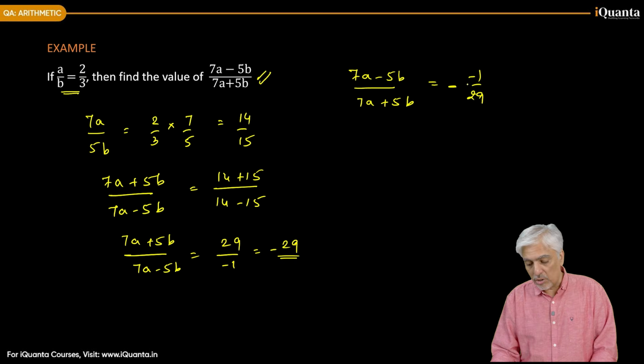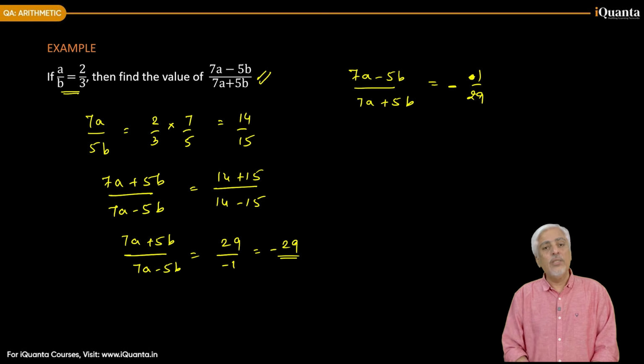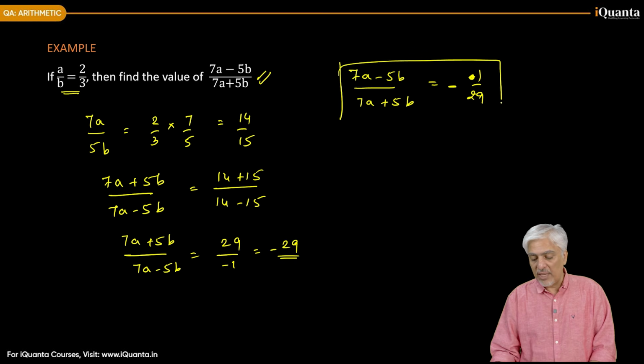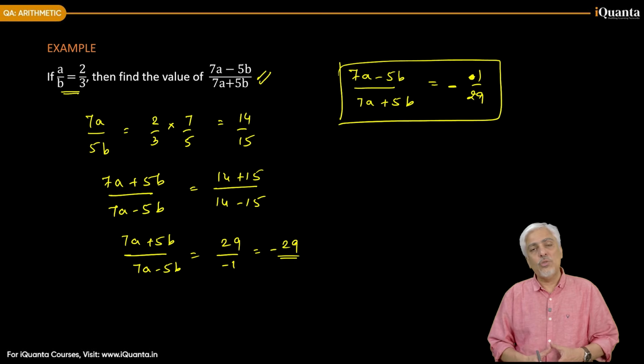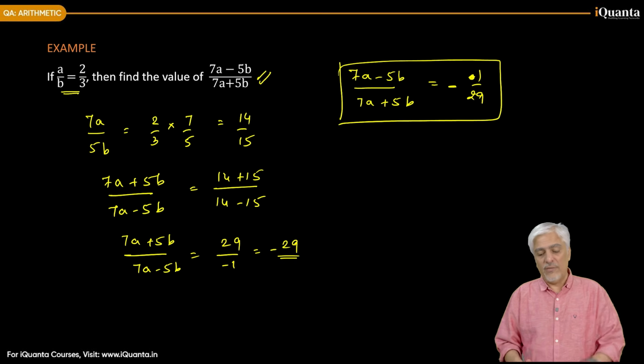You can write it here also. You don't need to write it here, right? So you can write it as negative 1 upon 29, (7a minus 5b) upon (7a plus 5b). This is one of the approaches you could have used. What else you could have done?